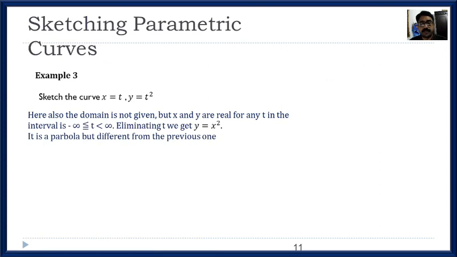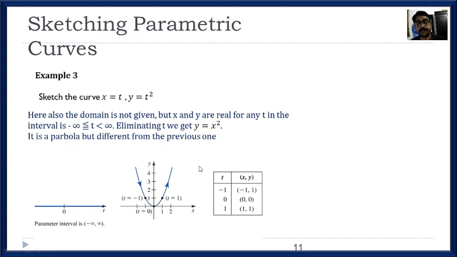Now this is another problem. Here x is equal to t, y is equal to t square are the parametric equations. Here also no parameter interval is given. So how do we identify the parameter interval? You can guess it because both x and y are defined for any t, whether t is negative or positive. So you can take the interval of parameter as minus infinity to infinity. The whole R you can take as the parameter interval.